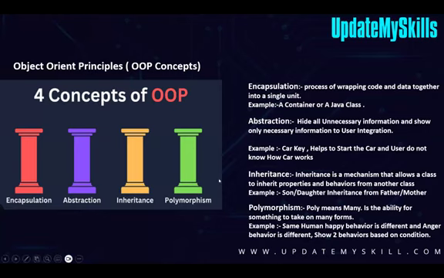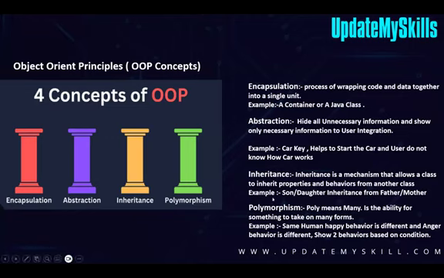Do you understand the four concepts of object-oriented principles? When a program satisfies this kind of thing, this is called object-oriented programming. C is not object-oriented programming. HTML is not an object-oriented programming. Java is object-oriented. Python is object-oriented. JavaScript is object-oriented. C++ is an object-oriented programming.